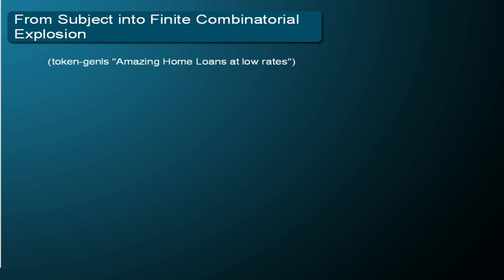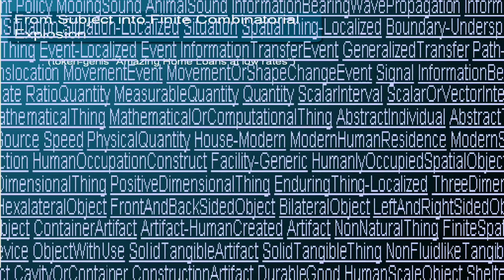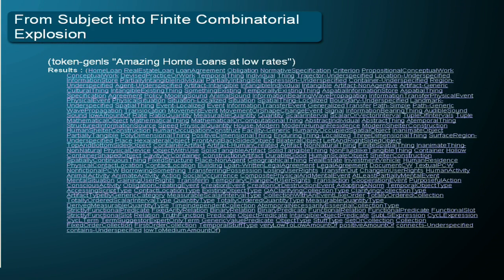Given a sentence like, "amazing home loans at low rates," the semantic classes of each word are looked up. This produces a very large list. Weka's task is to find the common pattern when this is done for each email message, and what separates spam from non-spam.